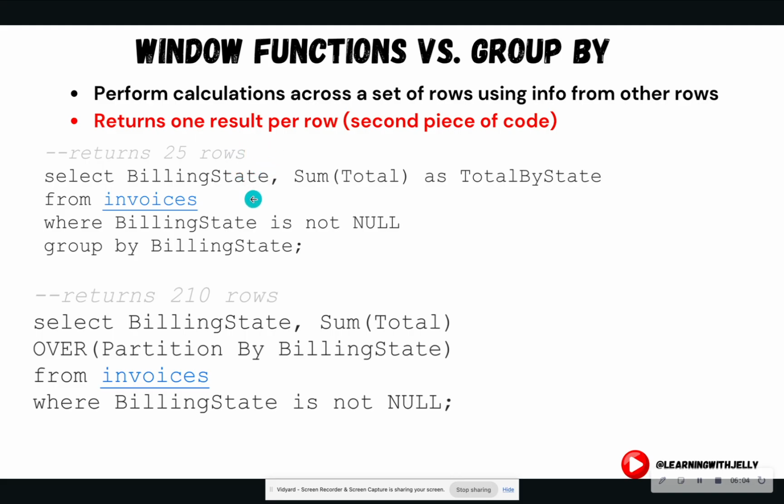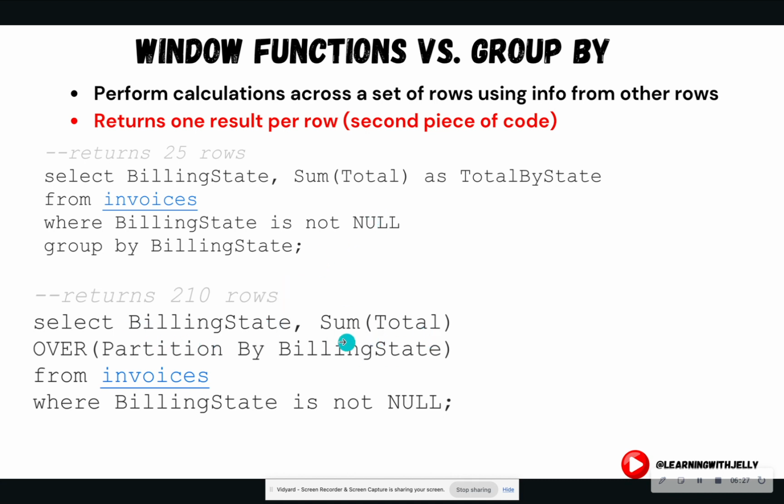So I'm selecting the billing state, a sum of the total as total by state from invoices where the billing state is not null, and I'm grouping by billing state. It's going to give me 25 rows, which is going to be the sum. So Alabama is going to have 15, California 12, etc.